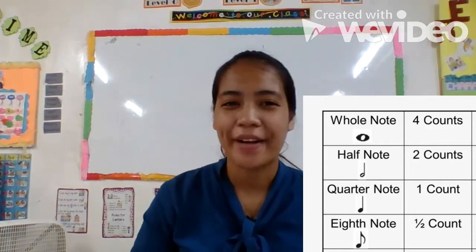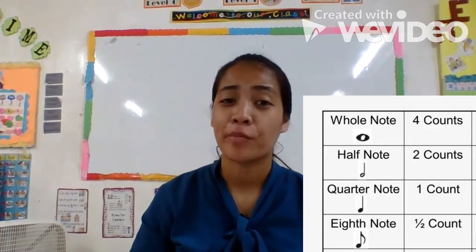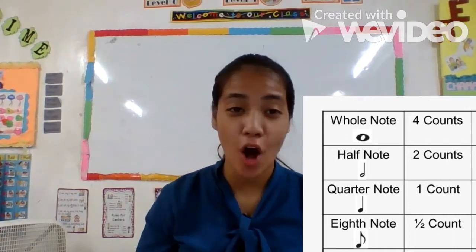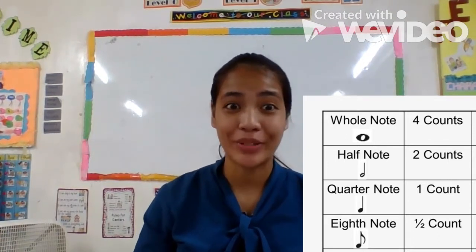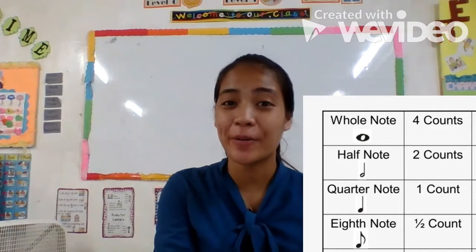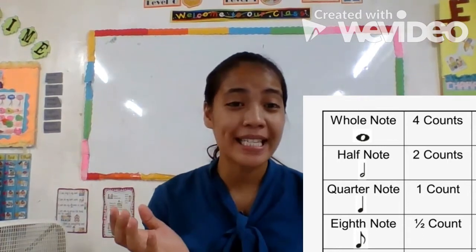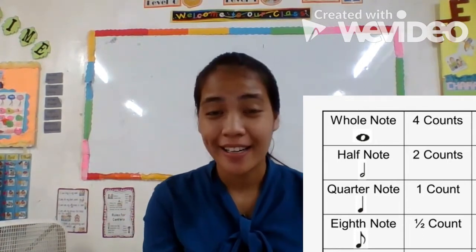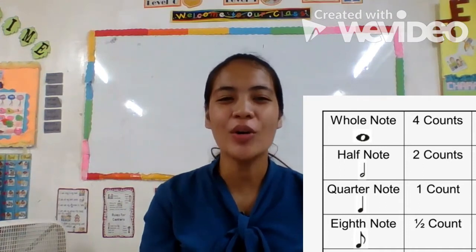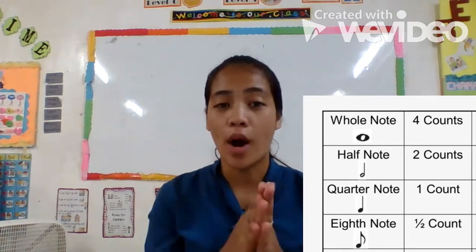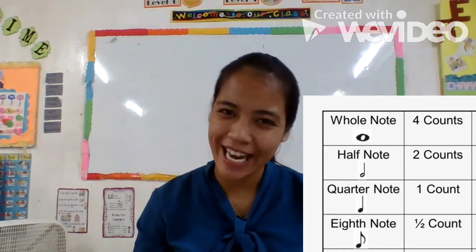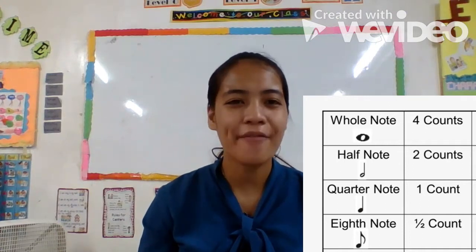Next we have half note. Half note is the half of the whole note. How many beats for whole note? It has 4 beats. So what's the half of 4? 2. So half note receives 2 beats. How are you going to do that? 1, 2.